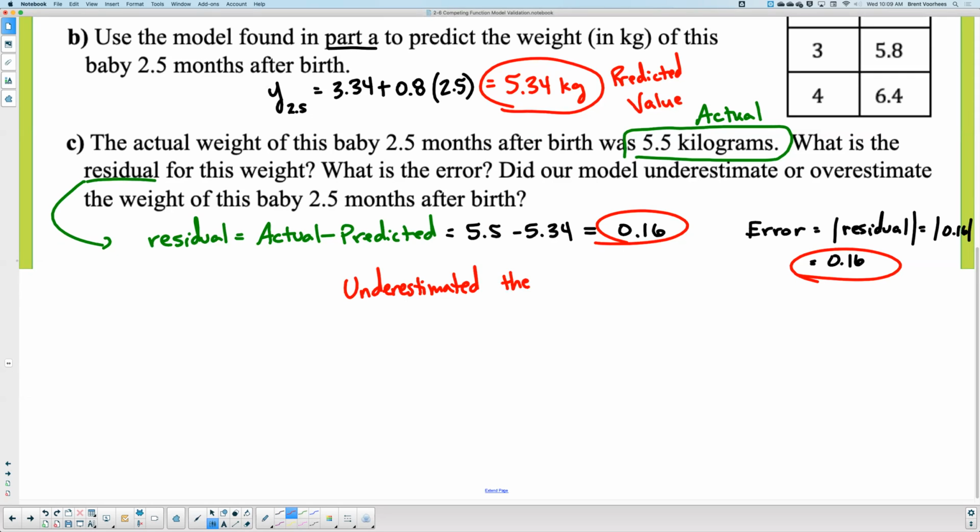Underestimated the weight since the actual was greater than the predicted.